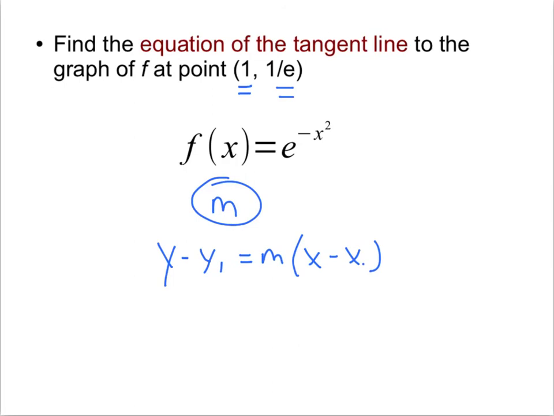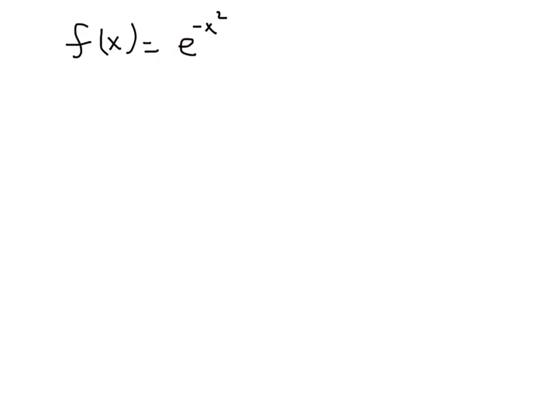So my point is 1 and 1 over e. I just need to remember that function that we're talking about. Must find the derivative so we can get the slope. Let me remind myself that the point was 1 and 1 over e. I think I might forget that if I don't write it down.